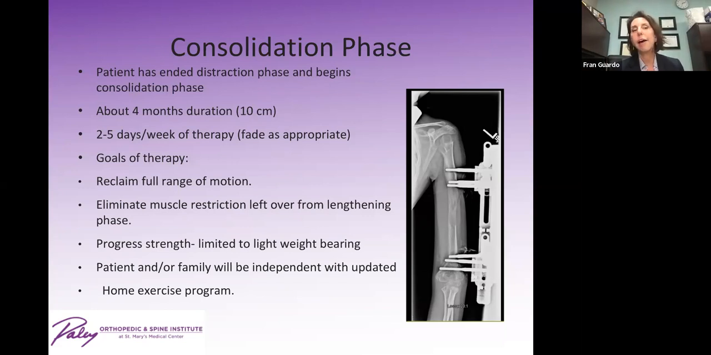The goals of therapy during the consolidation phase are to reclaim the full range of motion, eliminate muscle restriction that's left over from lengthening, progress the strength, and progress weight bearing as your doctor indicates. Again, we don't go by the calendar, we go by the X-ray. And then the patient and family should be updated and independent with their home exercise program.